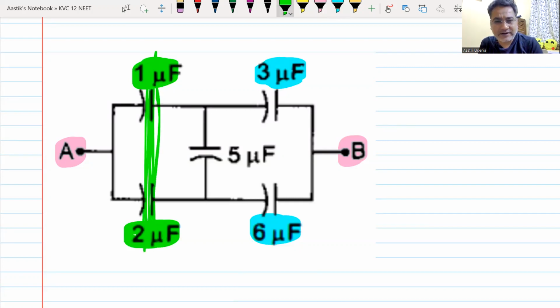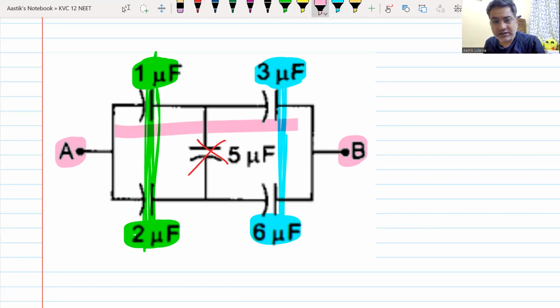1 and 2 are in parallel, it becomes 3. Sorry, I forgot to tell you that this goes away. 1 and 2 are in parallel, it becomes 3. 3 and 6 are in parallel, it becomes 9.